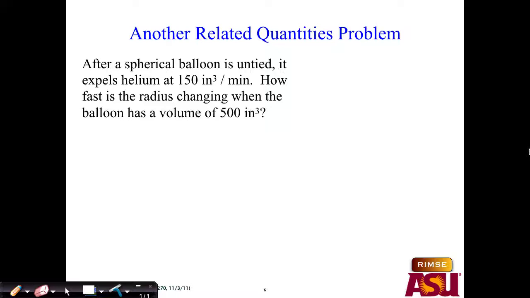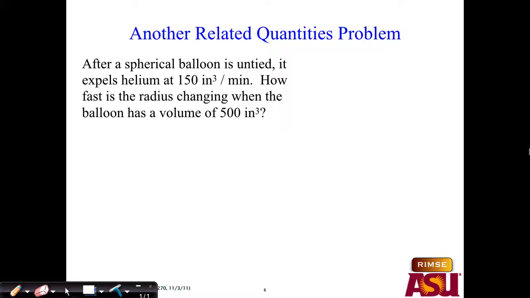So, different question, same sort of idea. We've got, instead of a cube, we've got a sphere, a spherical balloon, and it's untied. It's letting out helium at 150 cubic inches per minute. And I want to know how fast the radius is changing when the volume is 500 cubic inches.